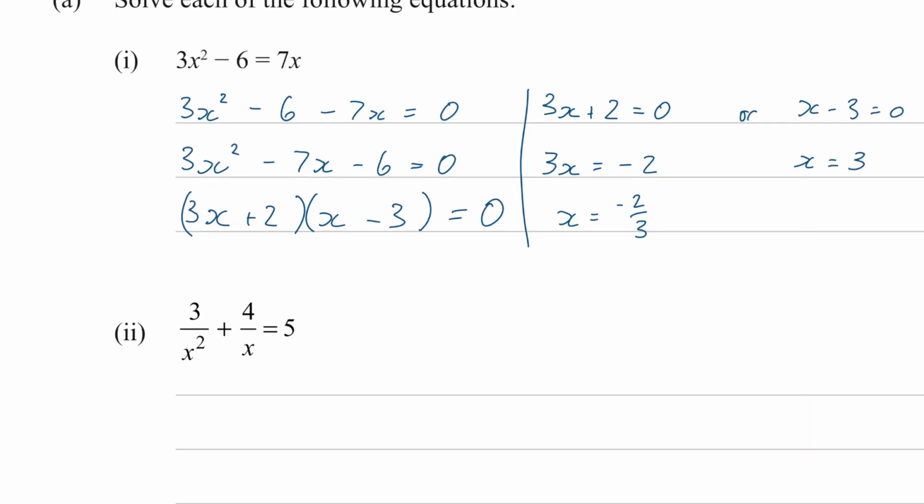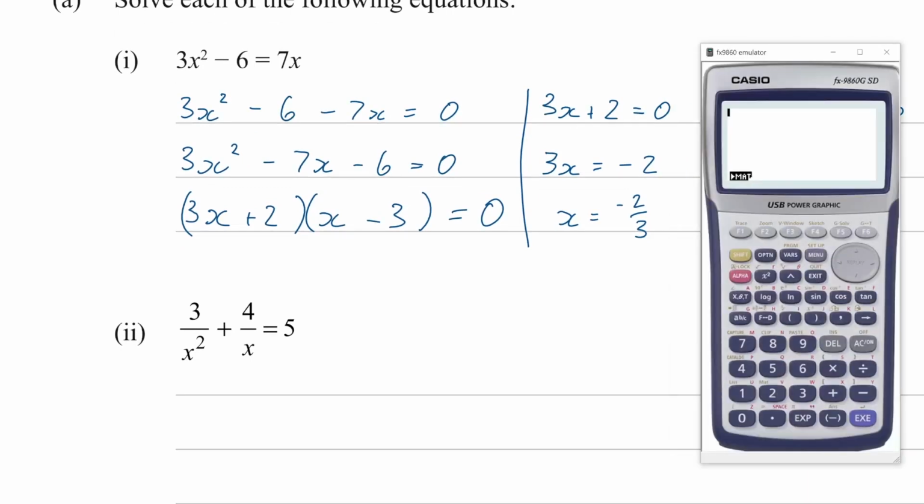Another way you could solve this is using your calculator. So let's do that now. Again, this is a good way to check. So we go menu, equate for equation. We're solving a polynomial, so F2. It is degree 2, so highest power of 2, x squared.